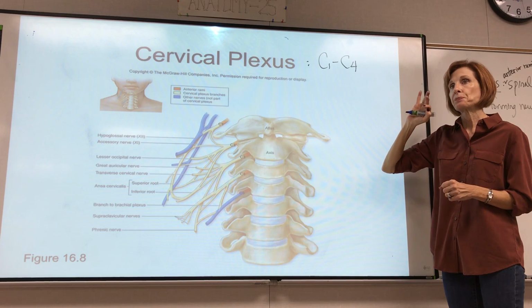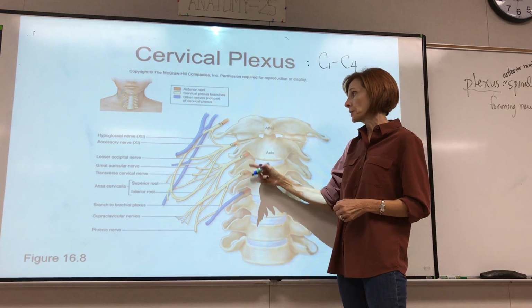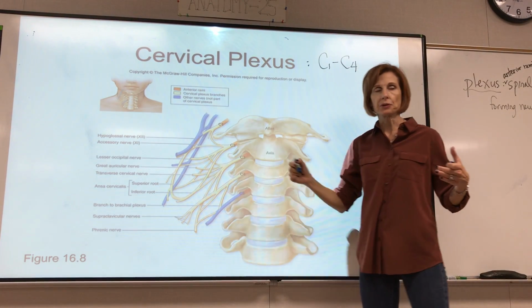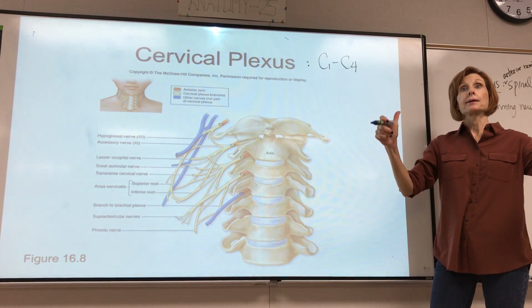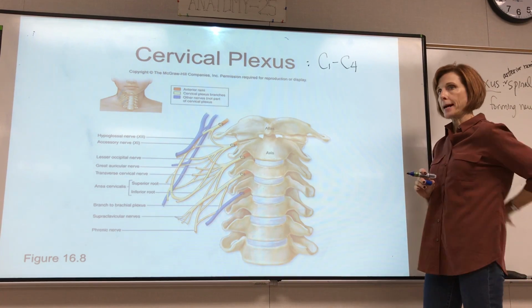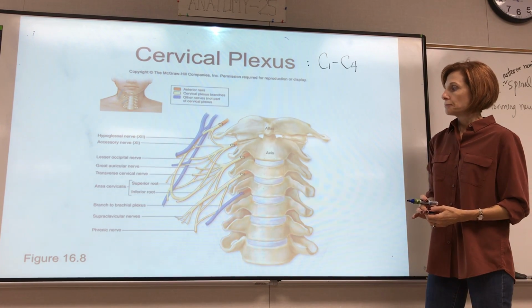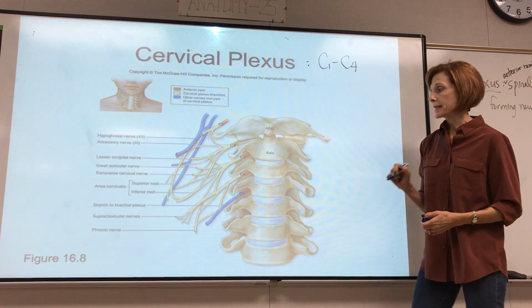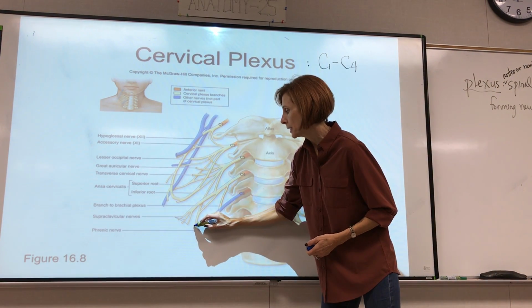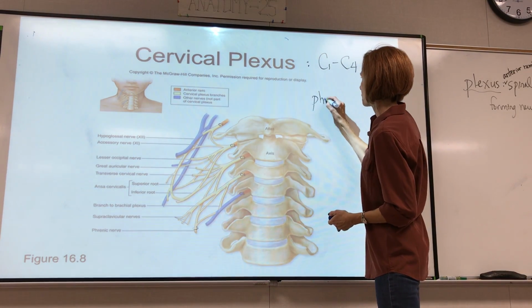And again, whenever we're looking at these, these are all the anterior rami of those spinal nerves, right? The anterior rami. The little posterior ramus has gone back to the back area. Okay, so one nerve comes out of this that I would like you to know, and it is right here. This nerve is called the phrenic nerve.